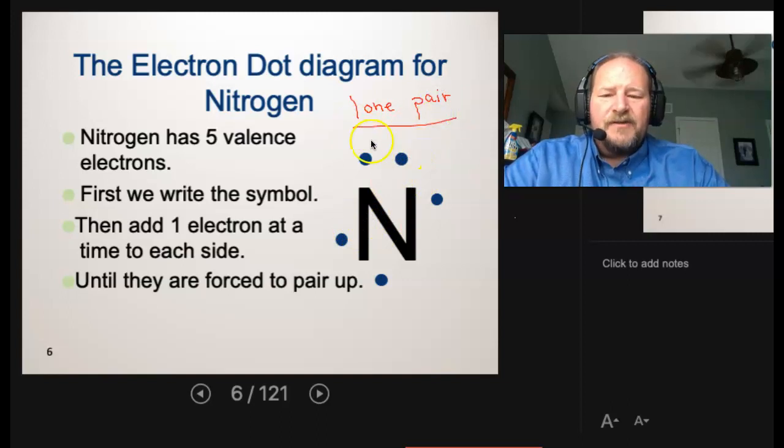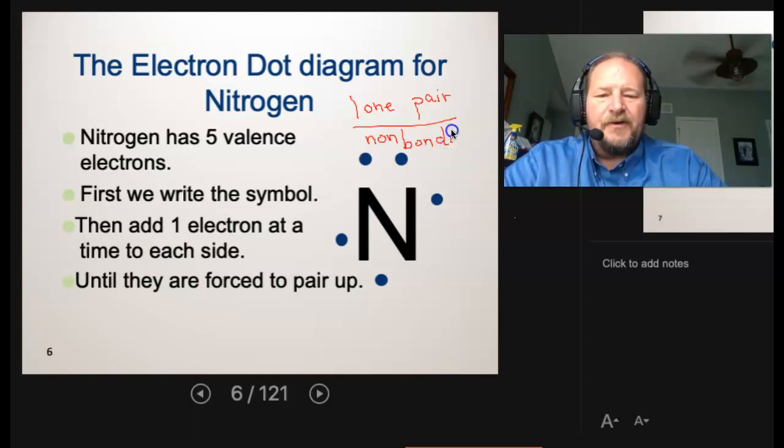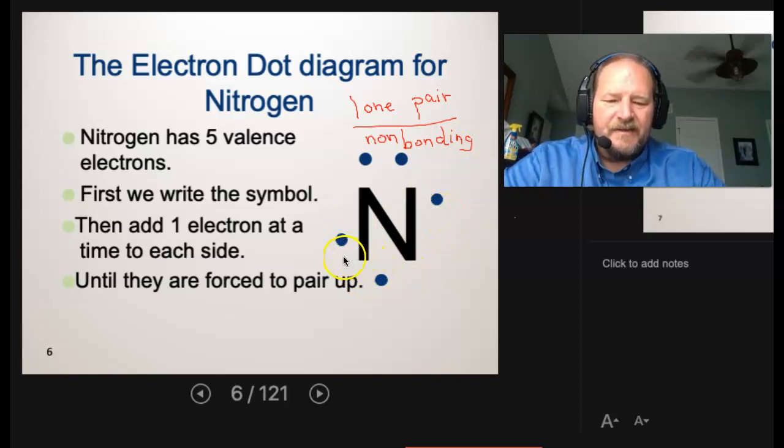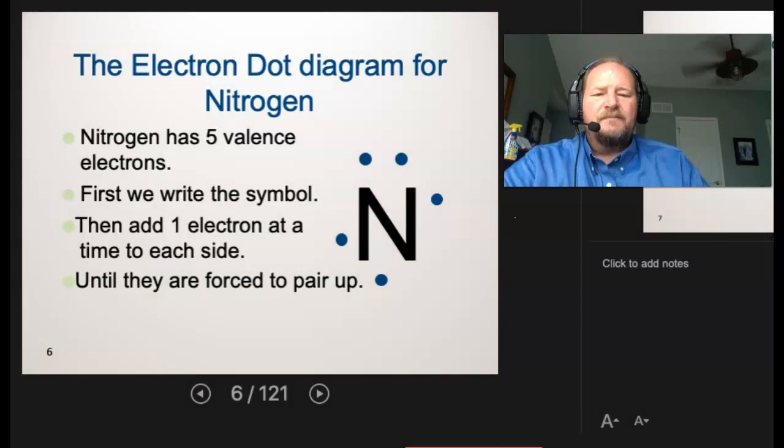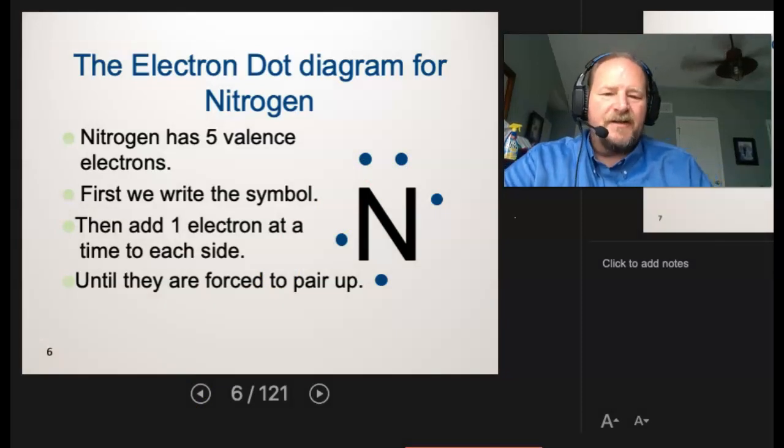Now, lone pairs are also referred to as non-bonding pairs. So guess what they're not going to do? Correct. They're not going to bond. Okay, so single electrons will form bonds. We'll see that by the end of the chapter, but pairs will not. So we call that a non-bonding pair or a lone pair. All right, so that's electron dots in a nutshell here.